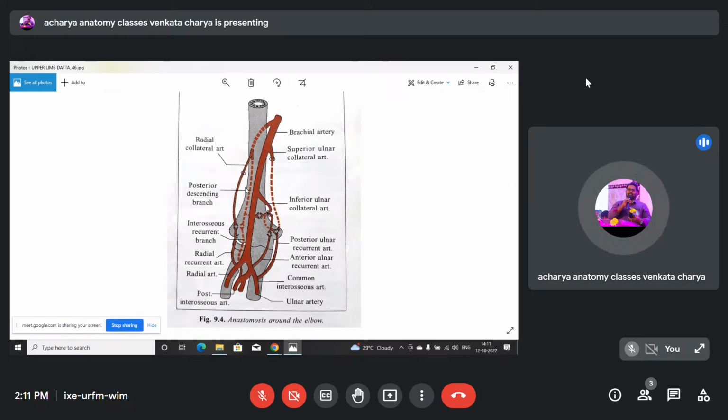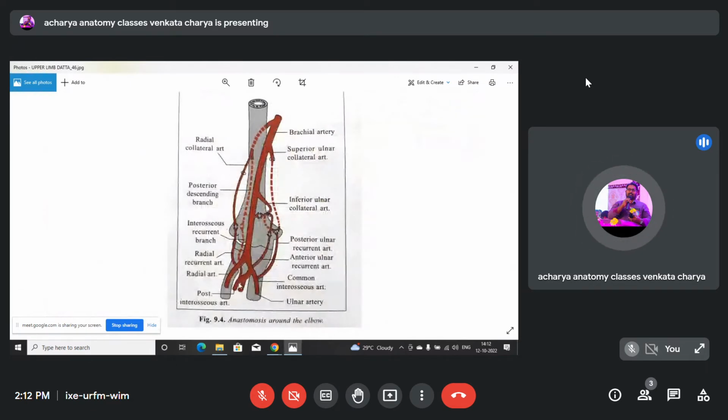In the fifth anastomosis, 3 branches. So number 1 is a superior ulnar collateral artery, number 2 is a posterior descending branch of inferior ulnar collateral artery. Third one is a posterior ulnar recurrent artery. So these are 5 anastomotic points around the elbow joint. So the question is arterial anastomosis around the elbow joint, 4 marks question. Are you getting?